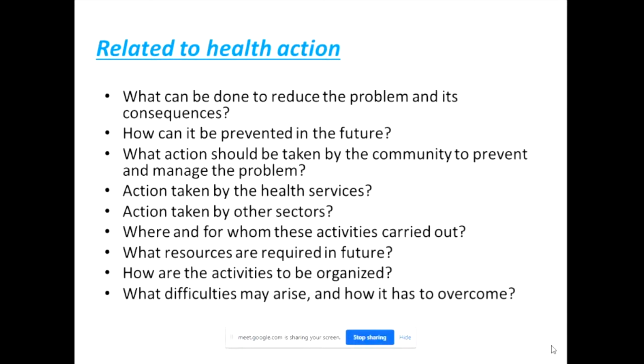Who else has the responsibility? Maybe in your research there is another group of health professionals or any other sector other than health. So also sometimes you need other resources to do your research.